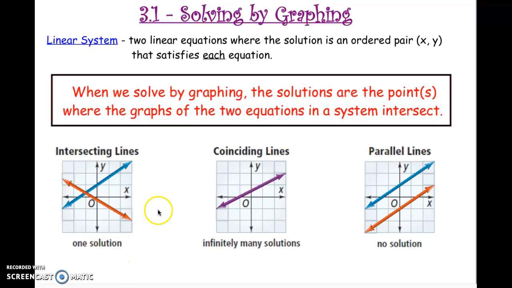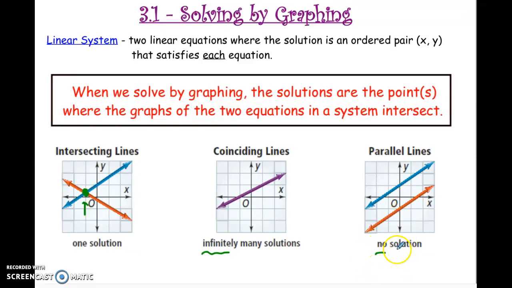In this set of pictures, you can see the three different scenarios we would be dealing with. The first is where the two lines meet at one point. This point right here is the one solution. Some examples might have infinitely many solutions, and that's because it's the same line overlapping itself. And we say no solution if the lines are parallel, which means they never cross.